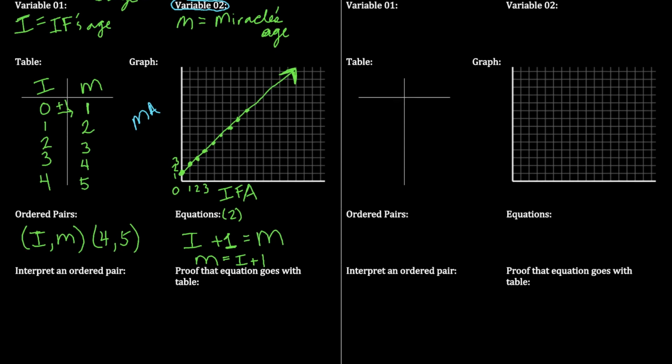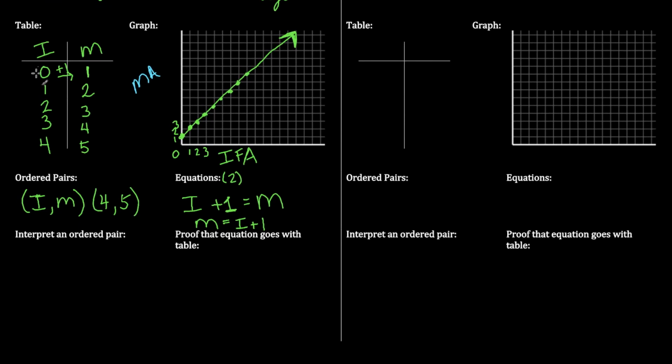Let's go ahead and interpret one of the ordered pairs. So if imaginary friend is 3 years old, then Miracle is 4 years old.